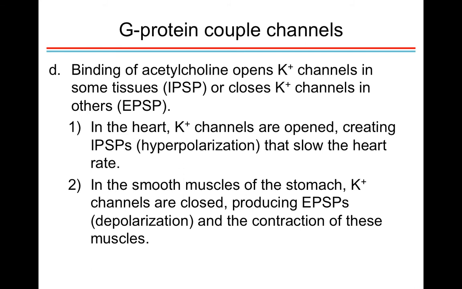And where is this important in the body? In the heart, the potassium channels are opened, creating these IPSPs through the hyperpolarization, because what acetylcholine does in the heart is open the potassium channels. I need to disclose a complication in our human body: sometimes acetylcholine muscarinic receptors in some parts of the body can actually close the potassium channels, and that would be an excitatory postsynaptic potential. So where does that happen? That happens in smooth muscles of the stomach.